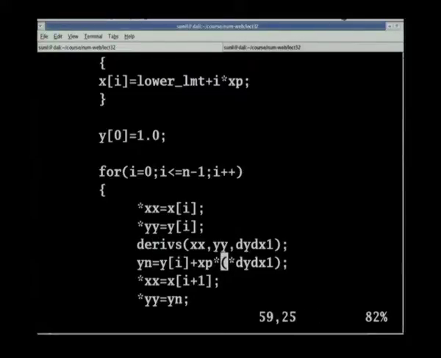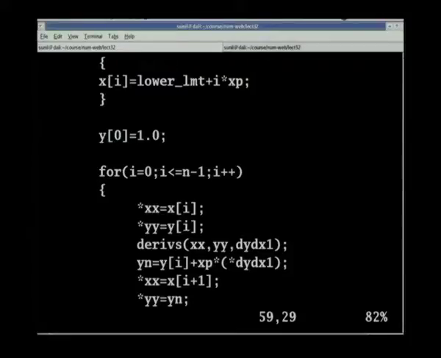Okay, so, I do the first step here, that is to calculate the k 1. The k 1 is now what I call y n here, which is y 1 plus h times dy dx 1. That is just to evaluate the first point.